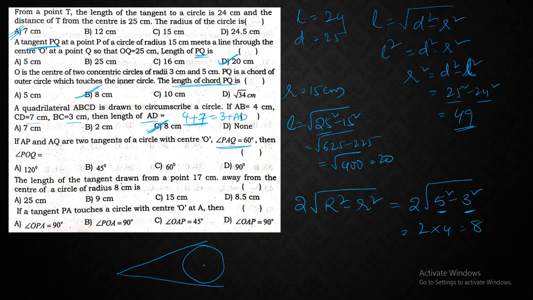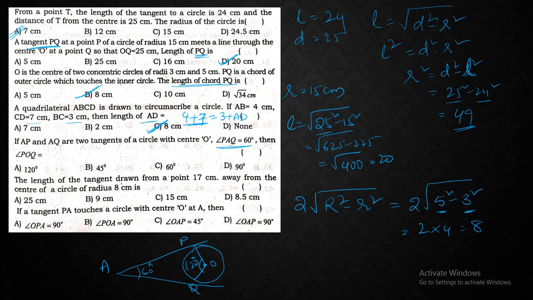Sometimes students get confused with the letters. So A, P, Q: APQ is the figure with center O. PAQ is given as 60 degrees. If this is 60 degrees, obviously this is 120 degrees. Now what is he asking?